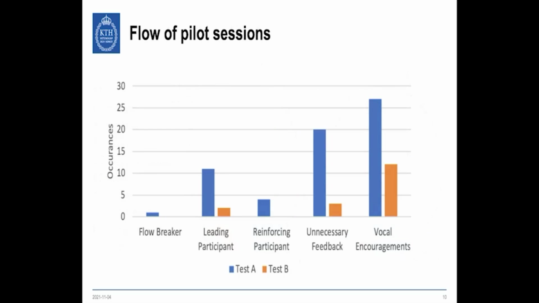It's also important to do some reflection on the researchers ourselves, as well as our comments through the tests. So we did a thematic analysis of our comments and came up with these five: flow breaking, leading the participant, reinforcing the participant, unnecessary feedback, the more negative contributions from the researchers. Vocal encouragements are permitted through the Think Aloud technique and generally required if the participant is silent for any length of time. And we can see that through test B with participant B, we've got much less negative comments, but there was also less vocal encouragement required.